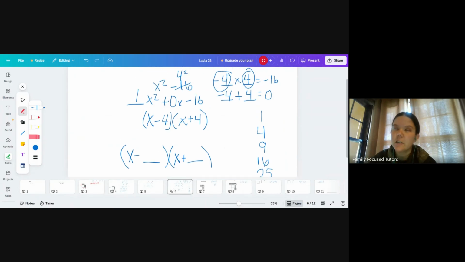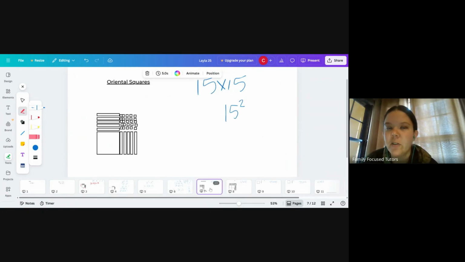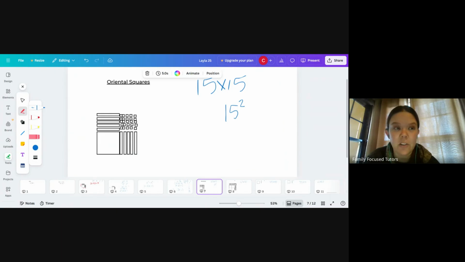So this next thing that we're going to look at kind of lends itself to the AC method, not the AC method, the difference of squares. You'll see what I mean when we get to the end. So this is in there. I had actually never heard of this before. I was never taught this, but it's interesting.